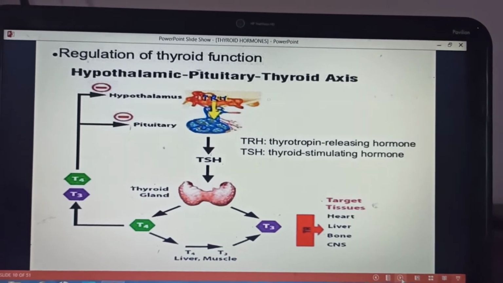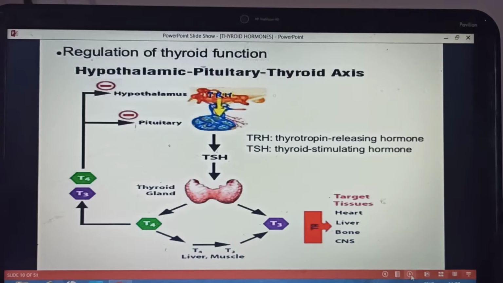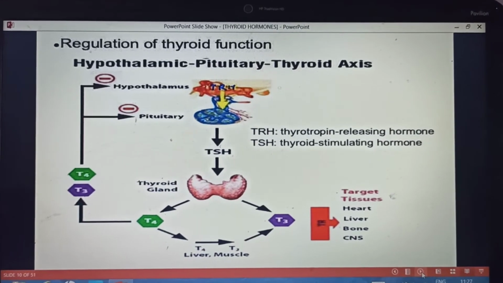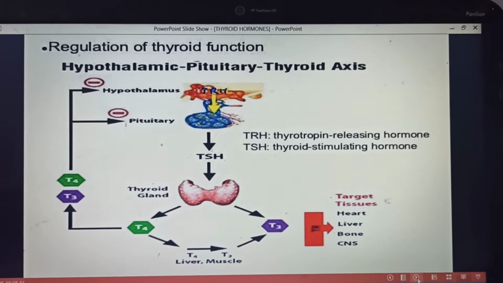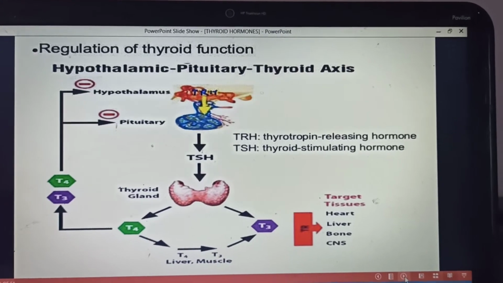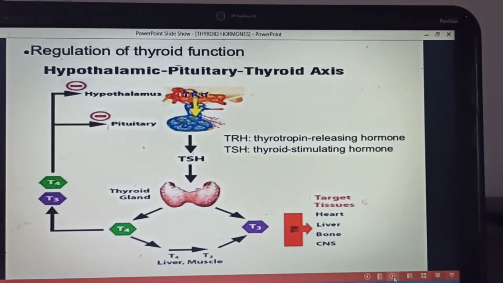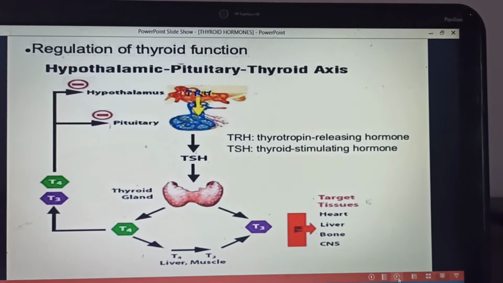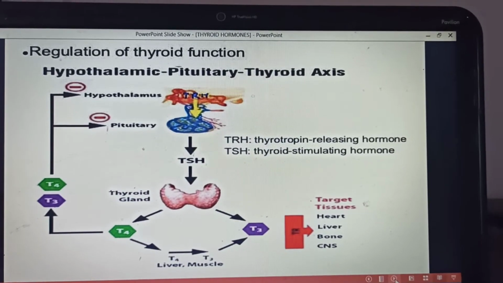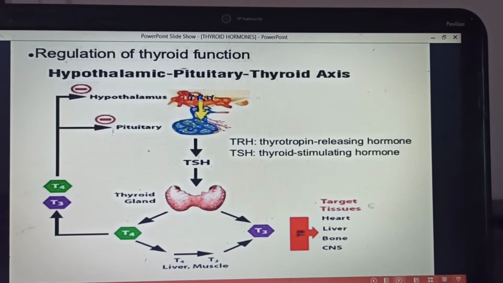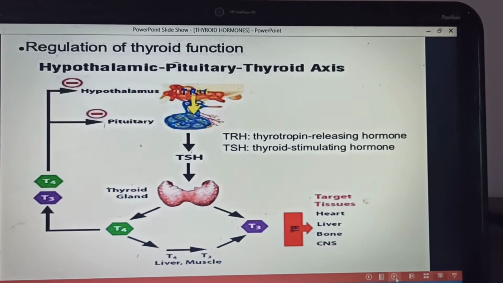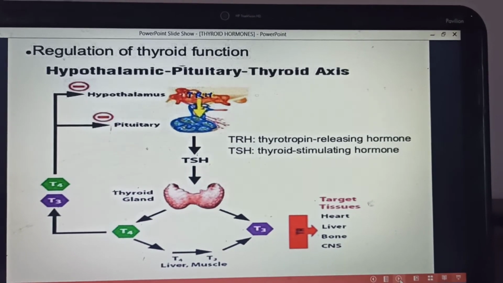This slide shows the regulation of the thyroid function. Hypothalamic pituitary thyroid axis is shown. Hypothalamus releases TRH, that is thyrotropin releasing hormone, which acts on the anterior pituitary to release the TSH, thyroid stimulating hormone. TSH acts on the thyroid gland to release T3 and T4, which acts on the target organs.